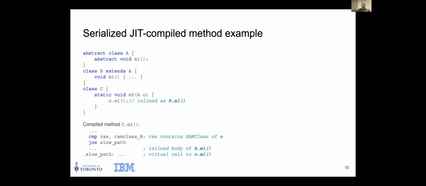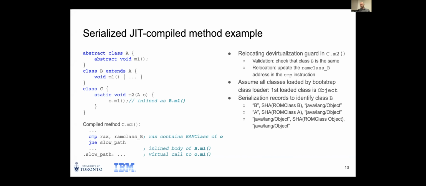So the compiled code, which I show here in pseudo x86 assembly, starts with the guard that checks that the runtime class of the actual argument that is passed is B. And if it is, then we continue executing the inlined body of B's version of the method. Otherwise, we jump to the slow path that performs the virtual call. And serializing and relocating this piece of code is done as follows. The validation here is checking that class B is the same across the JVMs, and relocation is updating the pointer to class B metadata in the CMP instruction.